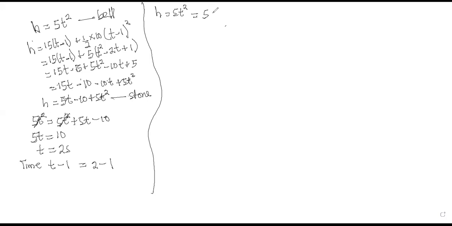So 5 times 2 squared, which is 5 times 4. This is 20 meters. If you take the equation for the stone, which is h equals 15(t minus 1) plus 5(t minus 1) all squared, you must get the same height.